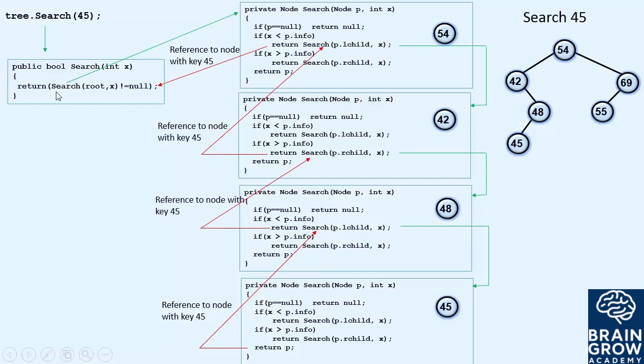Now value of this call is not null. So this condition is true. So true is returned from here, indicating that this key 45 is present in the tree.